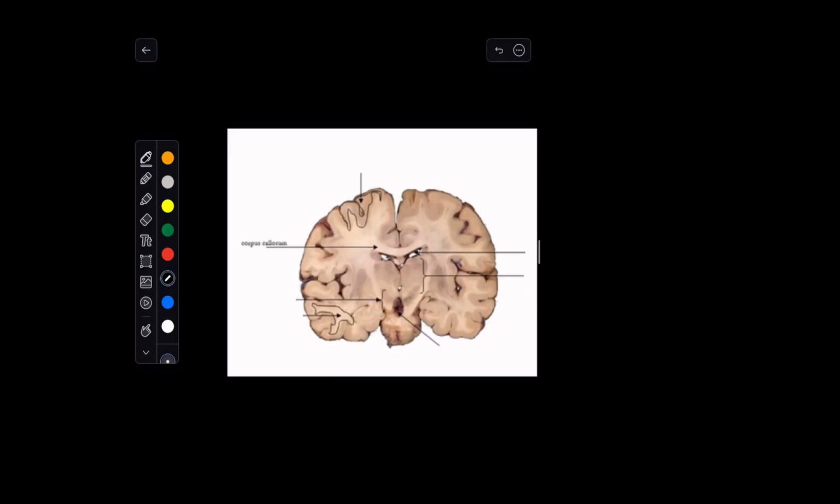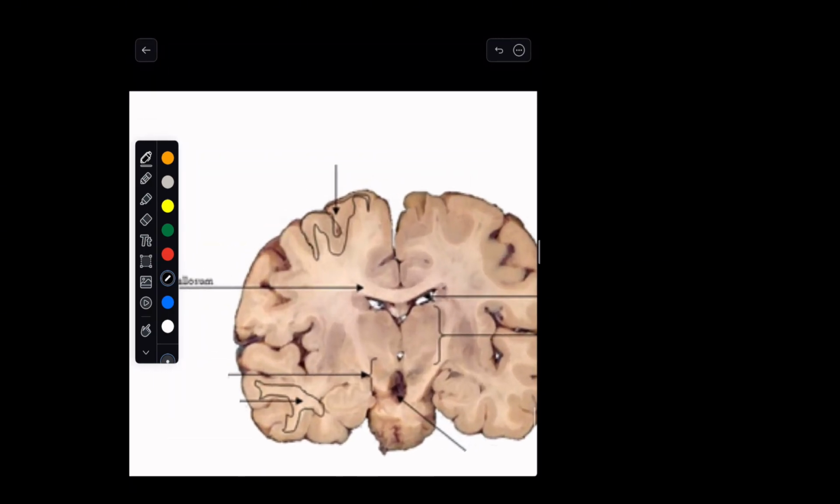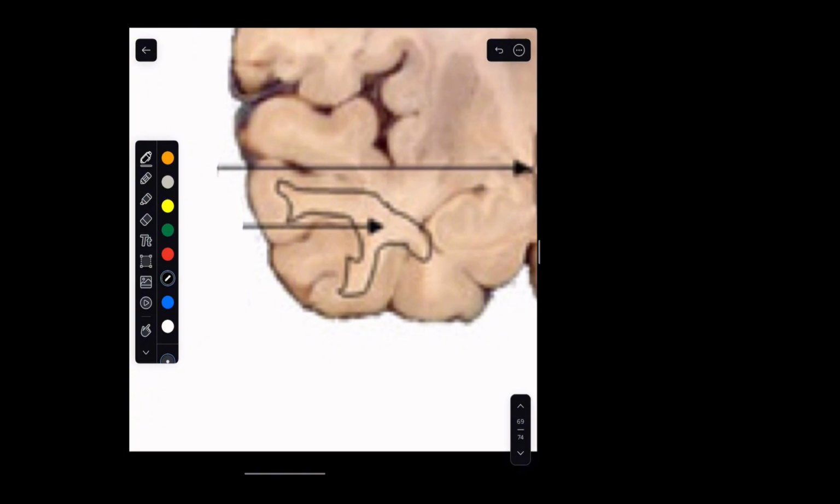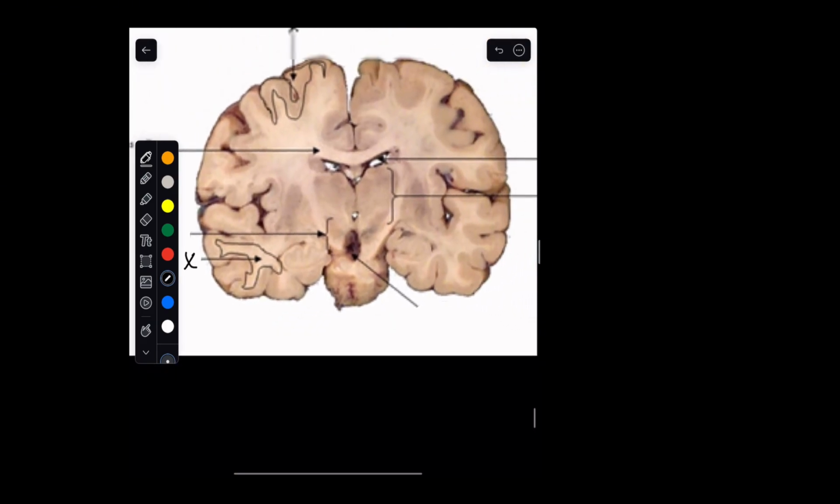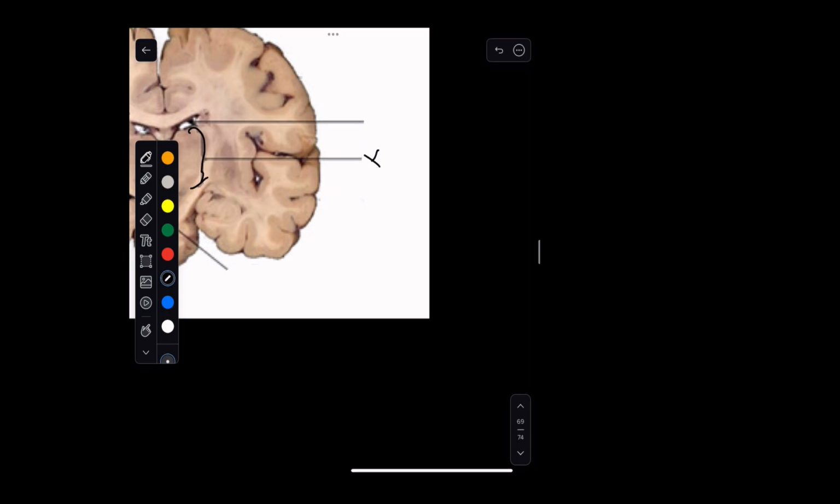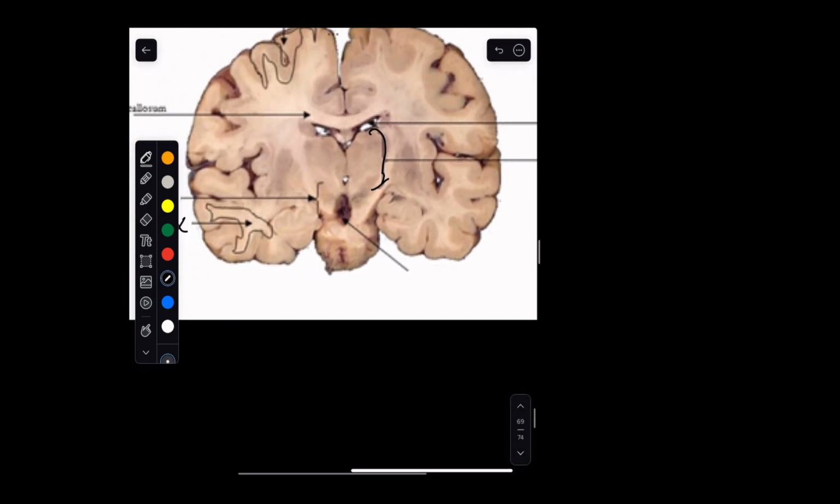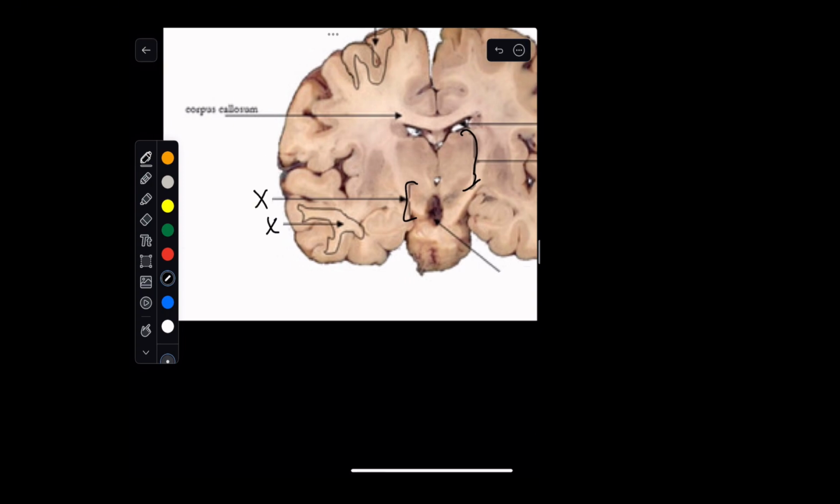Okay, now going over the image that she provided in Canvas. This structure right here is, again, the cerebral cortex. And then this structure right here is the cerebral white matter. This big structure is the thalamus. And then underneath the big structure, well, kind of like part of it, is known as the hypothalamus.